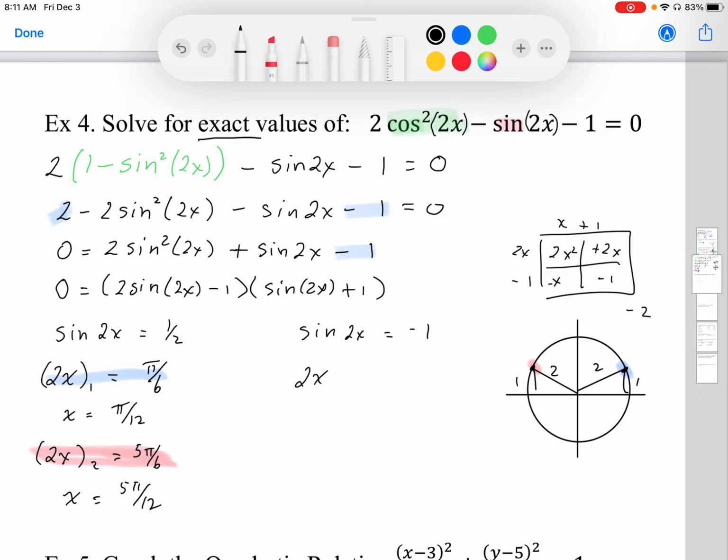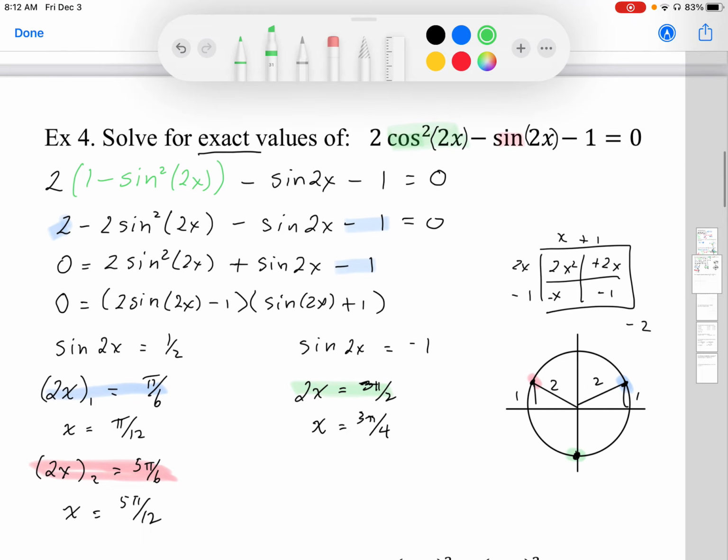So I get 2x. Sine is equal to -1. Well, sine is equal to -1 down at the bottom. There's only one place for that. So I have only one solution in one period for this. And this is going to be at 3 pi over 2. So the angle x is going to be 3 pi over 4. Okay, so that represents my last angle here. So I have three solutions in one period.